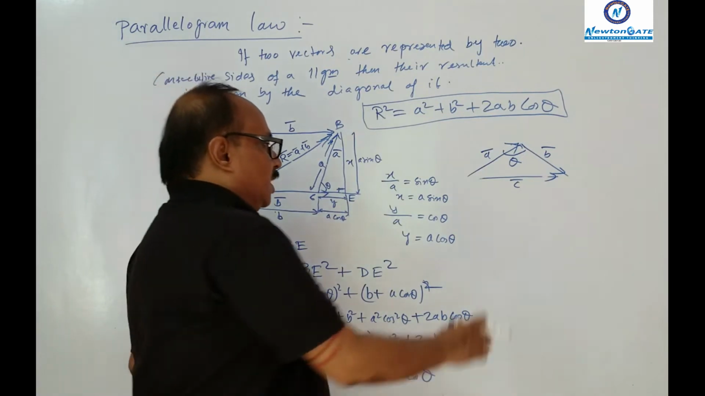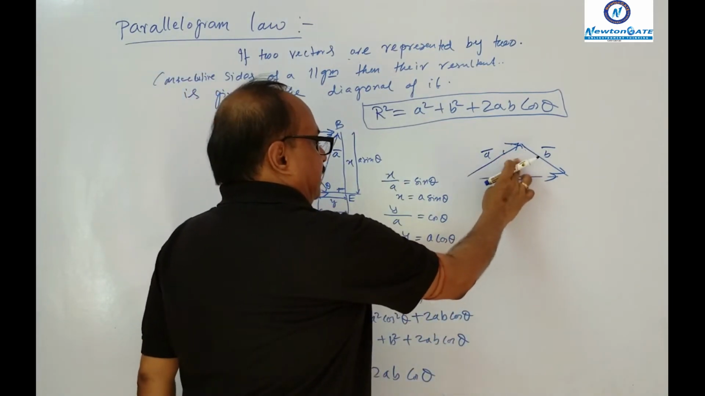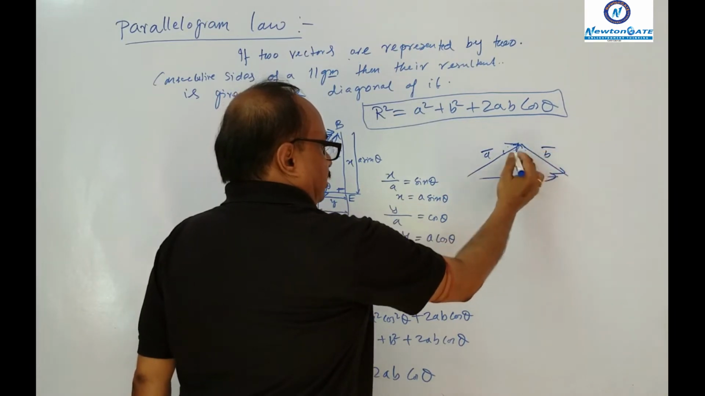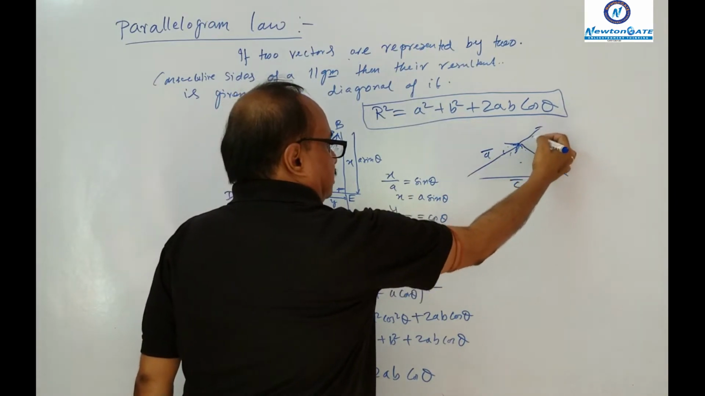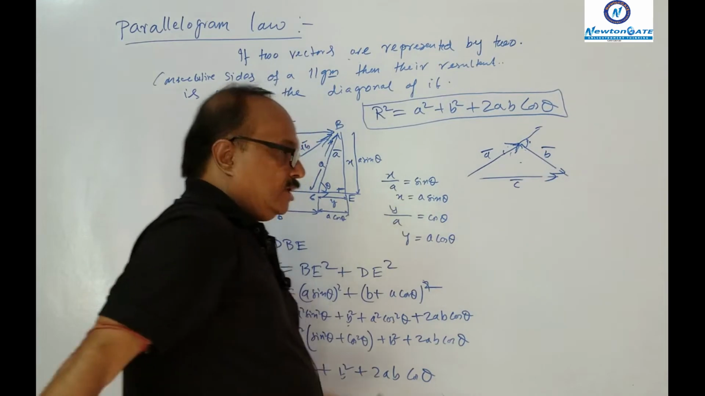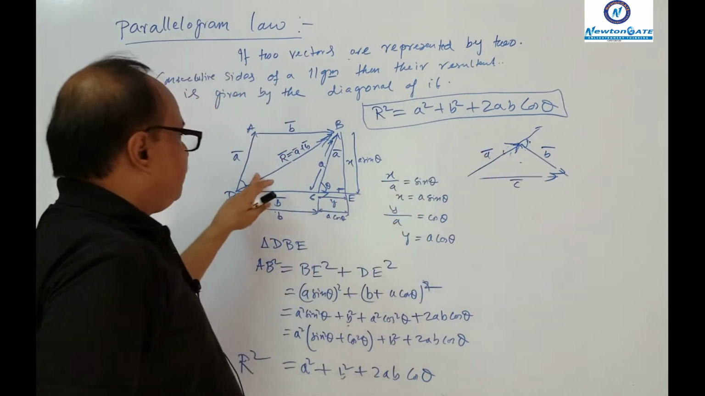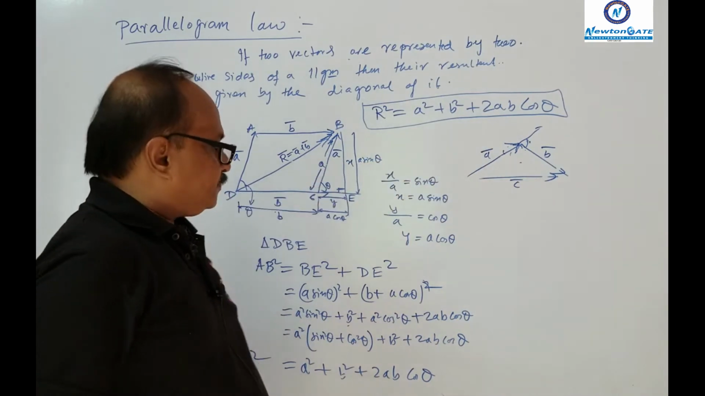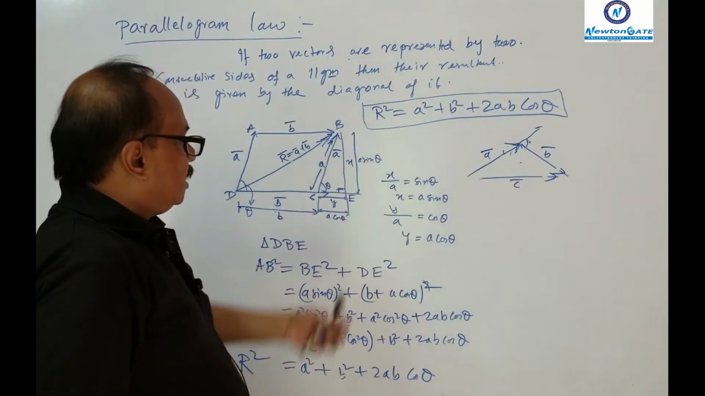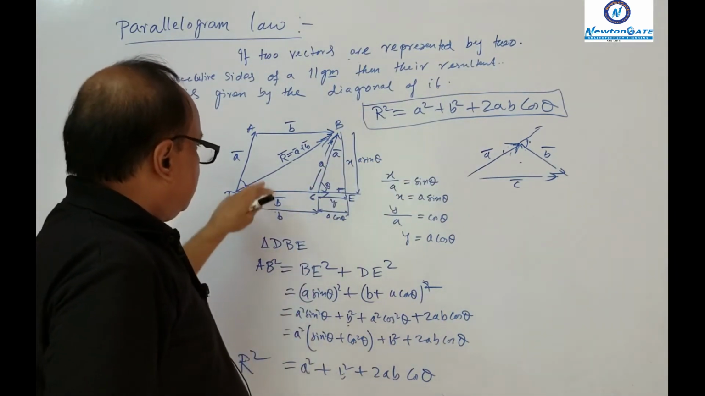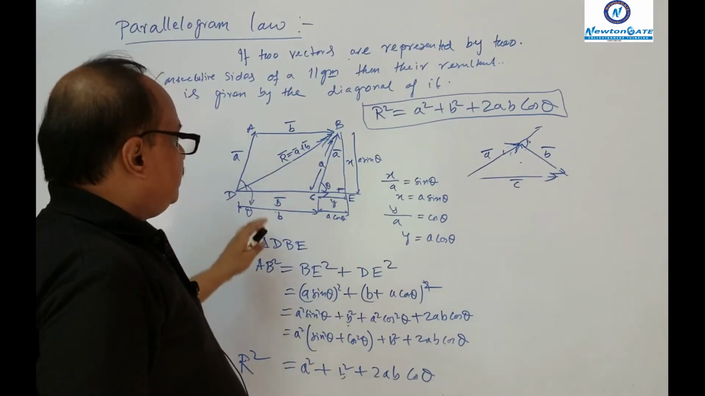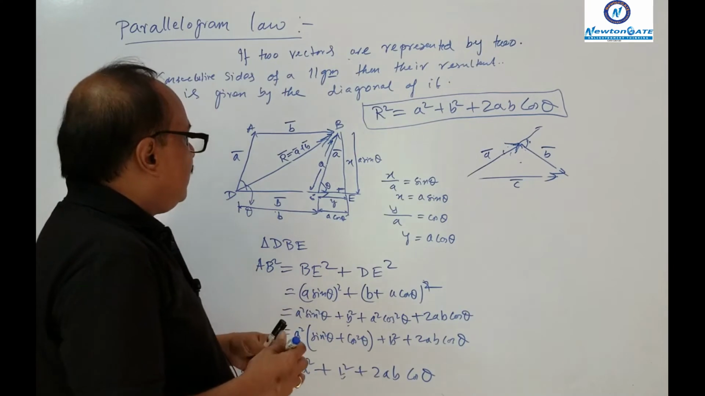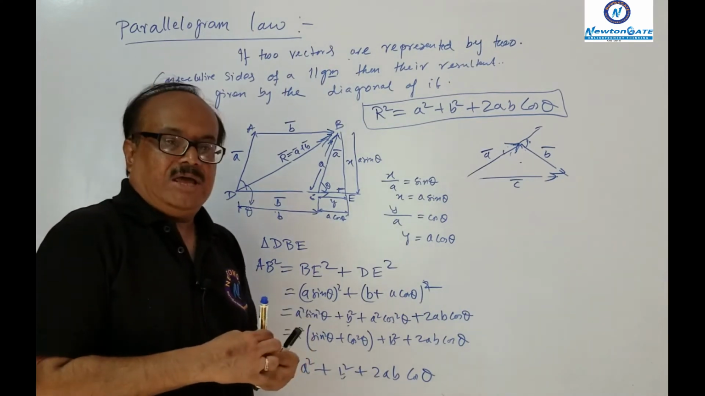Not this theta, but if I represent this in the form of a parallelogram, actually it will come to this theta. But if you have to represent it in the form of a parallelogram, so 2ab cos theta. So if you do it in the form of a parallelogram, we have got it. Next, what do I have to do? This is for magnitude, I got it.